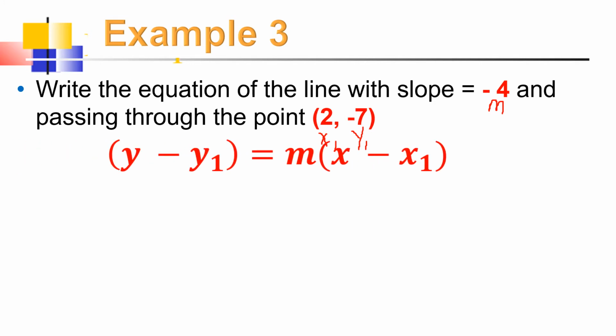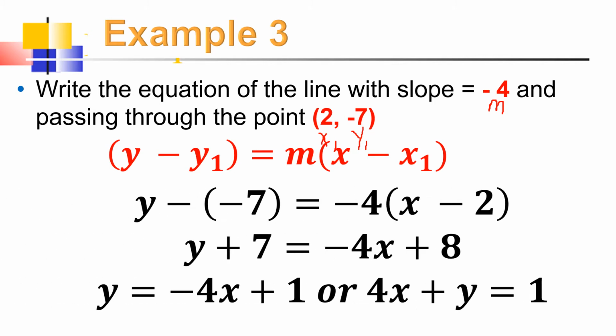So, y minus y sub 1 is equal to m quantity x minus x sub 1. Palitan natin si y sub 1, si x sub 1, at saka po si m. So, that means we have y minus negative 7 is equal to negative 4 quantity x minus 2. Simplify lang natin siya, y minus negative 7, that will give you y plus 7. Tapos po, i-multiply natin si negative 4 times x. So, negative 4x the answer. Negative 4 times 2 will give you positive 8.